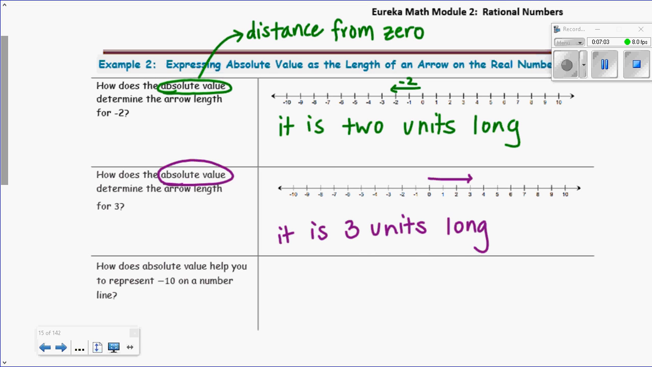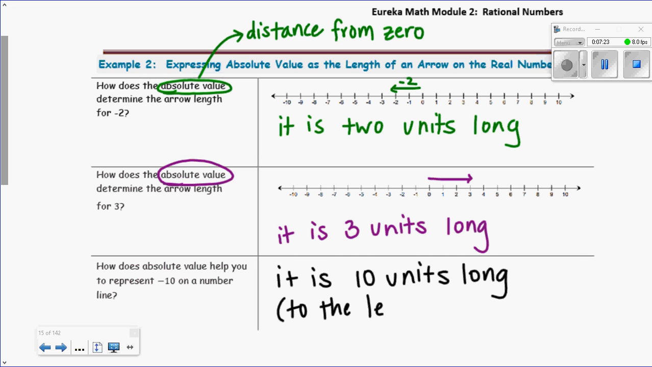Okay, now I want you to do this last one on your own. How does absolute value help you represent negative 10 on a number line? Okay, hopefully you knew that it is 10 units long. Let's put in parentheses to the left. So we can just count 10 units to the left when we see negative 10. And that's how you use this on a number line.